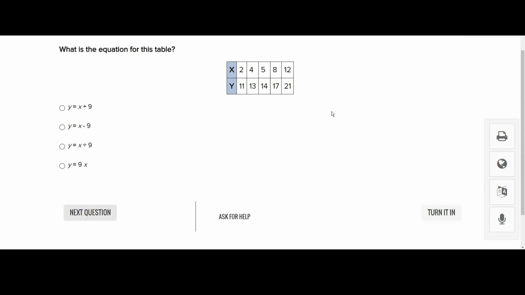The equation is y equals x. Y equals what? The fourth option. No, it's the first one. First option. If you had 9, you get this, right? If you add 9, you get this. And if you add 9, you get this. So y equals x plus 9, right?